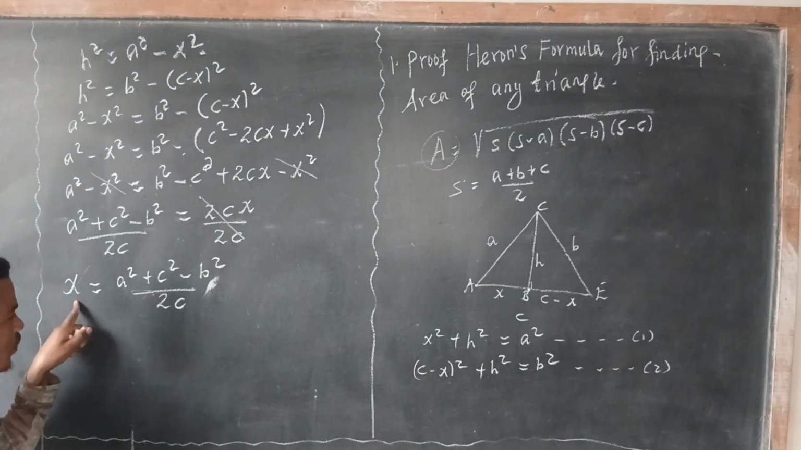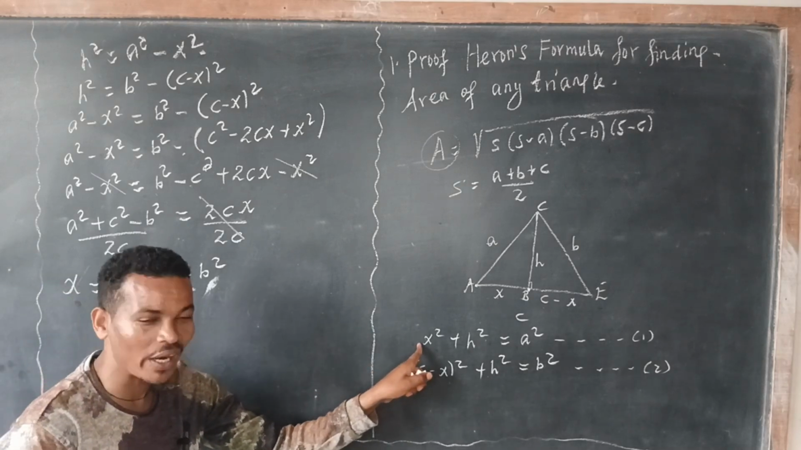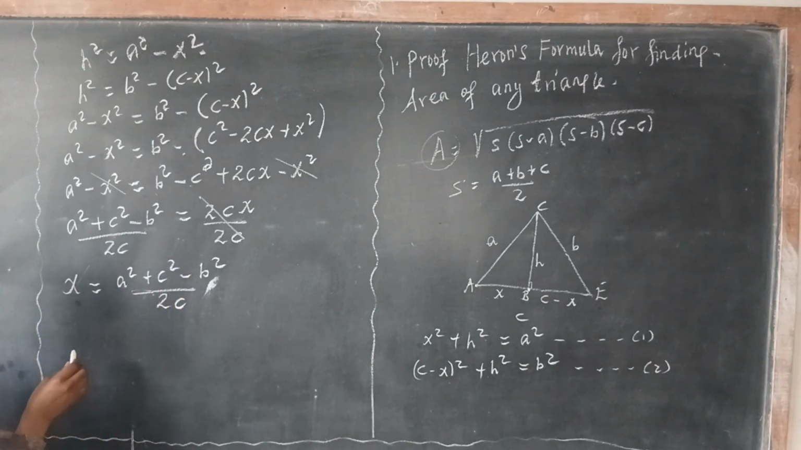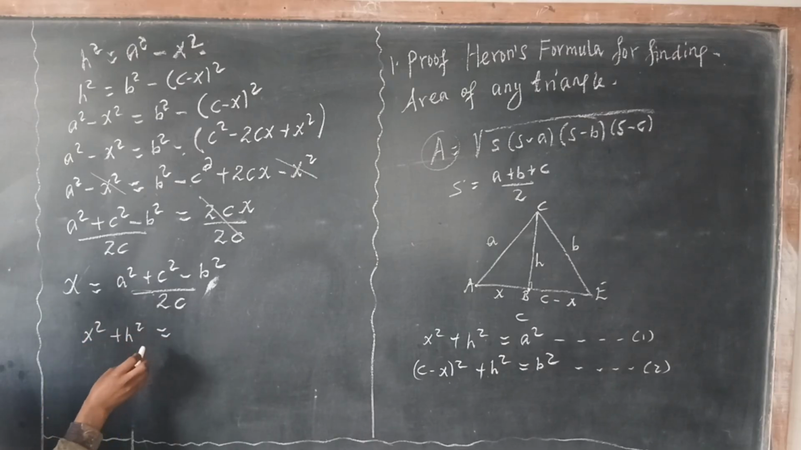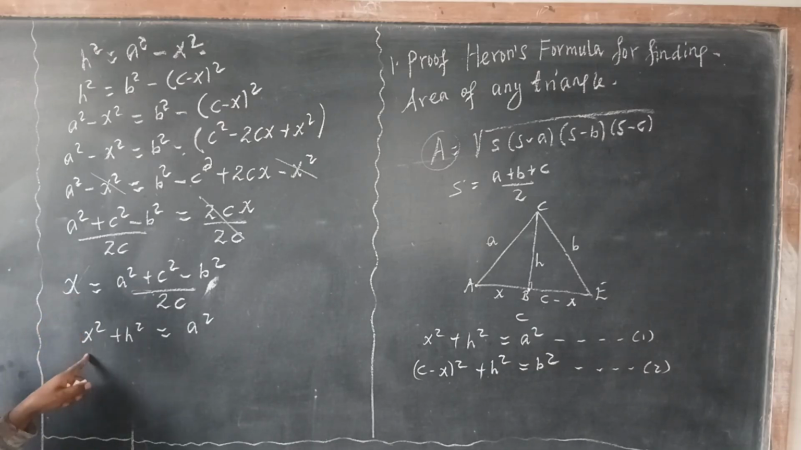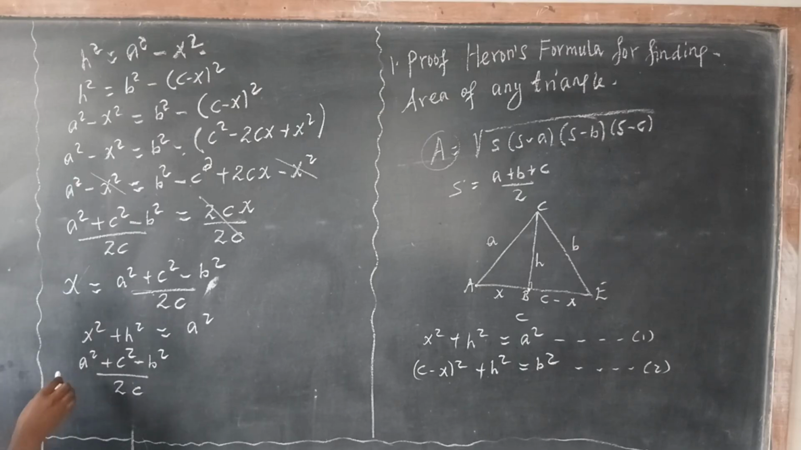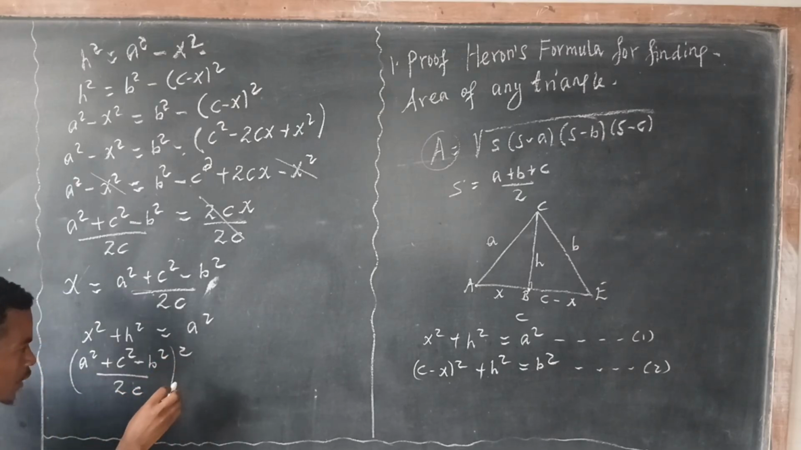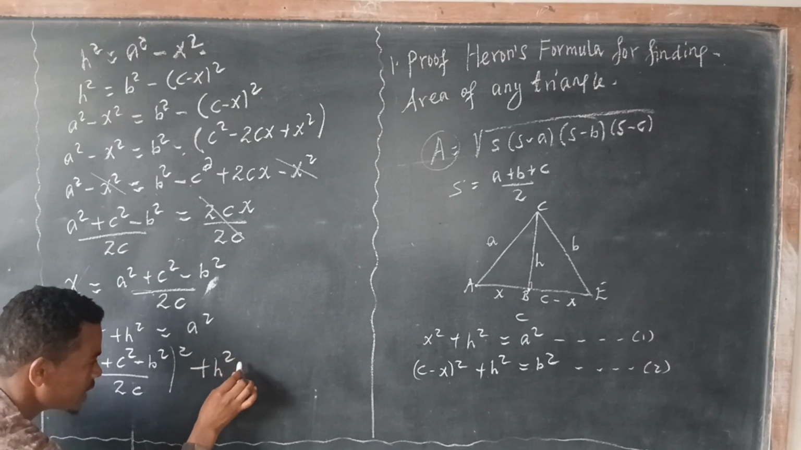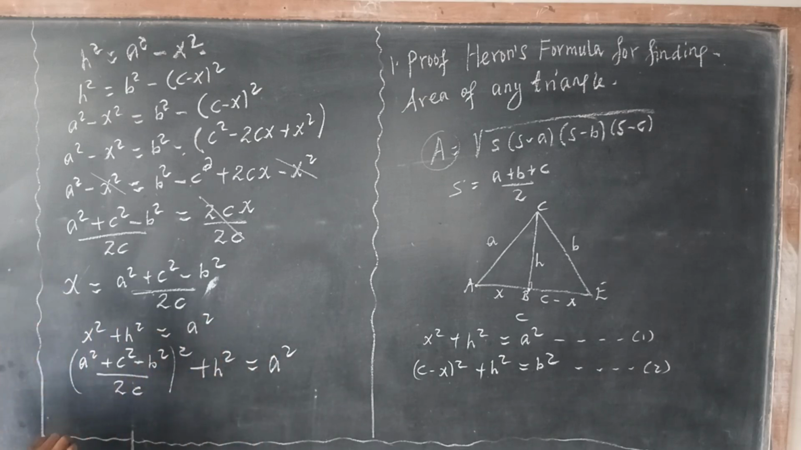Now substitute this value into equation 1. That is, equation 1 is x square plus h square is equal to a square. So replace x with (a square plus c square minus b square) over 2c.